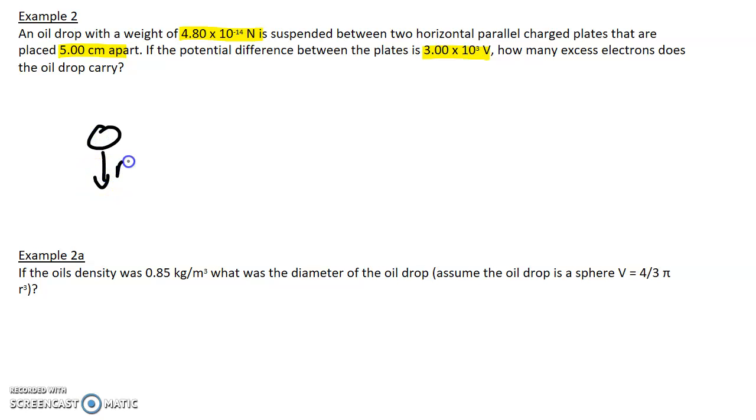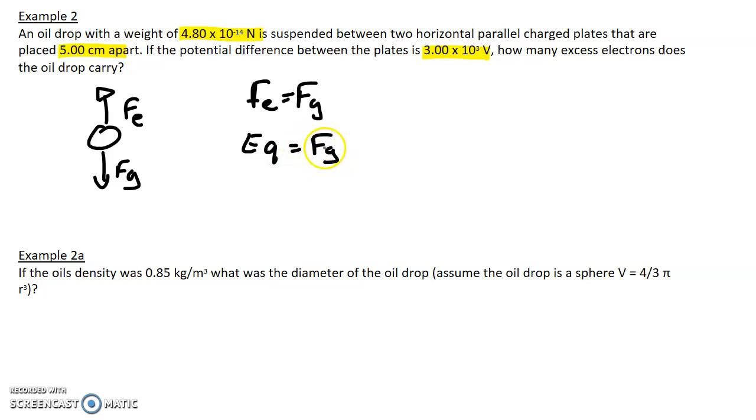As with all Millikan oil drop experiment questions, Fe is equal to Fg. Now, this is the electric field strength times the charge is equal to Fg. We're not going to change this to mg because we've got the weight already, 4 times 10 to the 8. But E, the electric field strength, is the voltage divided by the distance between the plates. Gets you Fg, or the charge, which is, again, what we're looking for to find out how many excess.